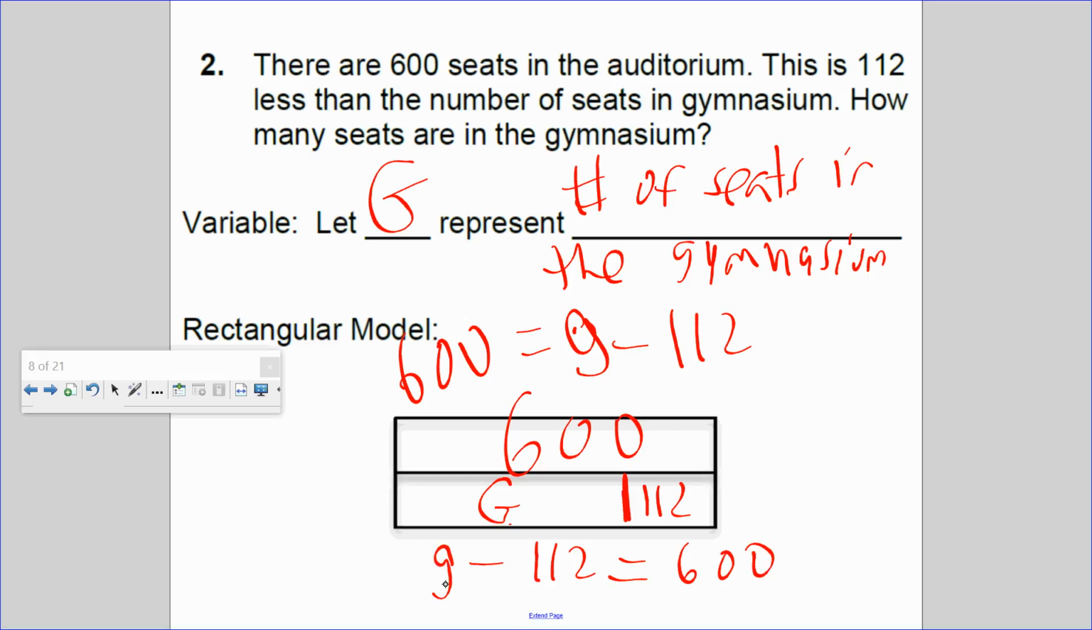So these are the number of seats in the gymnasium. You're taking away that's 112 less. So you know the number of seats in the gymnasium. You do 112 less than, and that's equivalent to the number of seats in the auditorium, which is 600. G minus 112 equals 600. How did I get that? I looked at this: 112 less than, you subtract from the seats in the gymnasium. G minus 112. You could have written it this way. I'll be honest, I did write it this way. I did 600 plus 112 equals G, the number of seats in the gymnasium. That's acceptable.